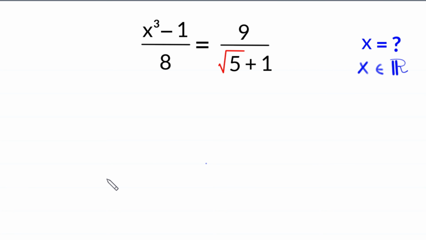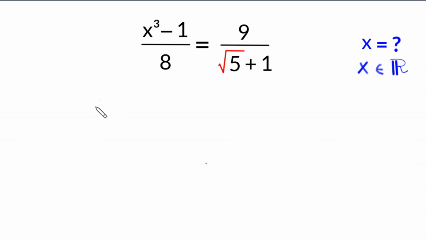Hello everyone, welcome to how to solve this very nice radical equation: x cubed minus 1 over 8 equal to 9 over root 5 plus 1. Our job is to find all possible values of x such that x is a real number. So let's start. First we rationalize this denominator.